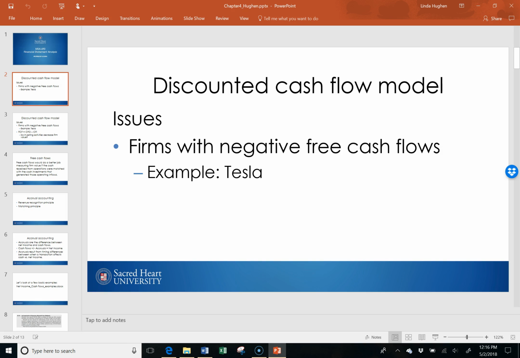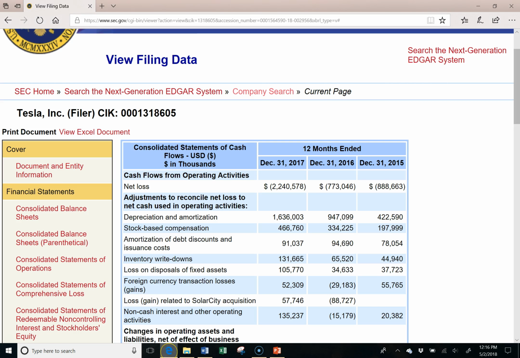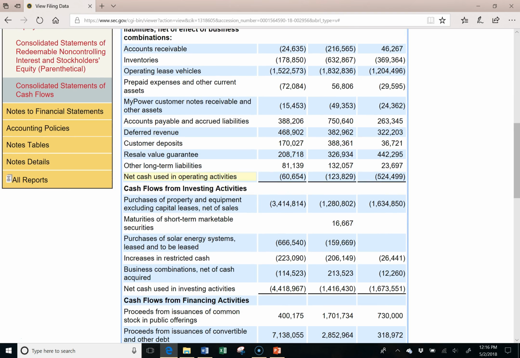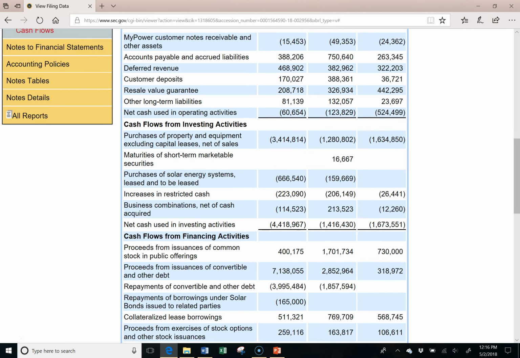As an example, let's take a look at Tesla's most recently reported statement of cash flows. These numbers are in thousands. So when we scroll down to look at the total cash paid out from operating activities, we see that the total net cash paid out is $60 million. From that, we want to subtract out the net cash paid out for investing activities, which is over $4 billion. So we can see that the free cash flow is a very large negative number. How can we use that to value the company if the company is expecting to have negative free cash flows for the next few years?